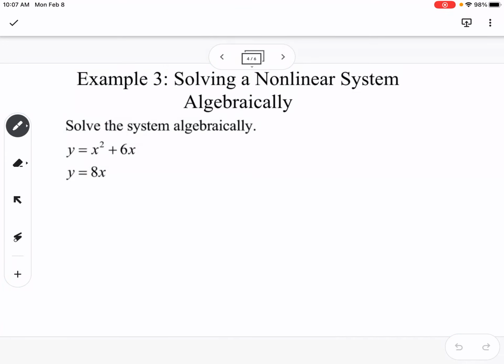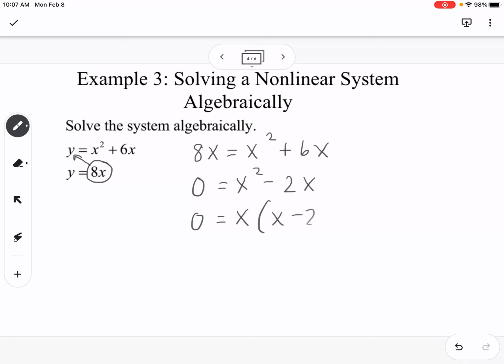Okay, our next example is solving a nonlinear system algebraically. For these, substitution is probably going to be the best, easiest method for you to use. Both of these equations are set up as y equals, so I can take the 8x and substitute it in for that y. So 8x equals x squared plus 6x. I'm going to subtract it all to the same side because it's a quadratic. So this would be x squared minus 2x. I have no constant, so I can just factor out the GCF, an x, times (x minus 2), which means that x equals 0 and x equals 2.